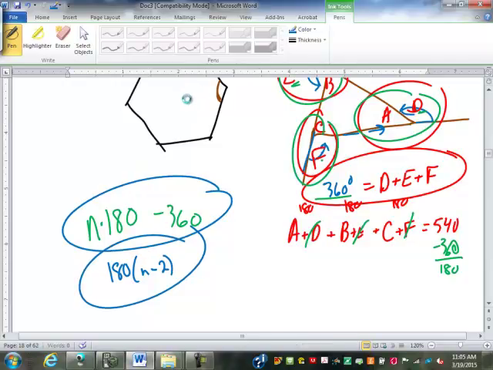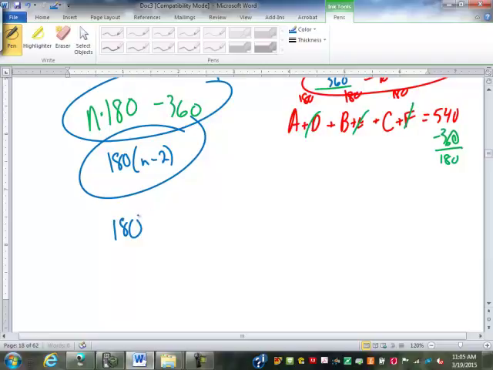So for a hexagon, there are how many angles? Well, 6 sides means there has to be 6 angles. So this will be 180 times 5 minus 2. What's 5 minus 2? 3. So 180 times 3 is 540 degrees.